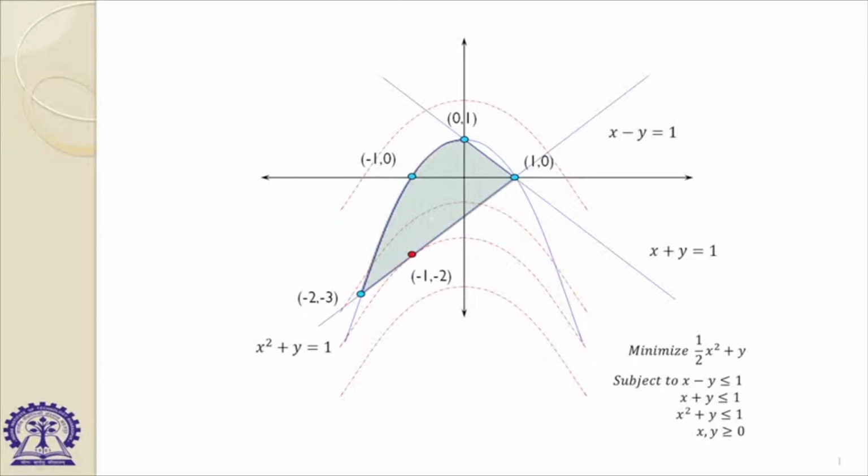Here also, this is a task for you: check whether, at the minimum point, you are getting the gradient directions of the objective function and the constraint both in the reverse direction or not. Okay, that you check.